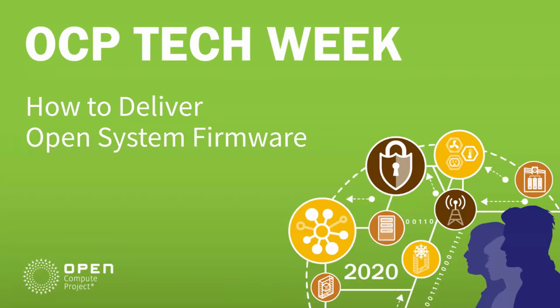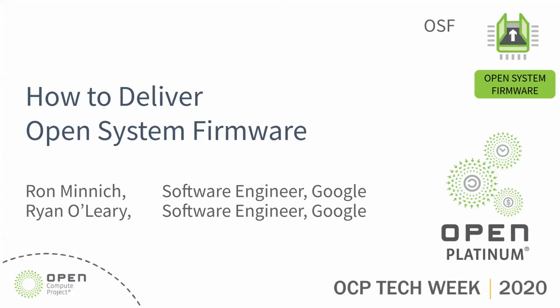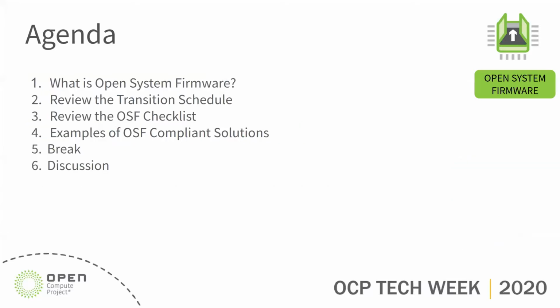All right, thank you. So I'll start this talk now on how to deliver open system firmware with Ron Minnick and myself. The purpose of this talk is to go over what open system firmware actually is. We'll review the transition schedule as well as the OSF checklist. And Ron will go over a few examples of OSF compliant solutions and give some demonstrations on how to build them. Then we'll have the break, followed by a discussion.